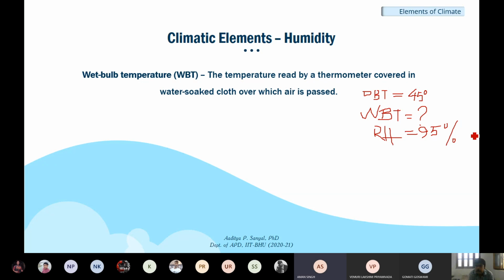Sir, please explain again. The bulb of your thermometer is dry now and you recorded a temperature of 45 degrees Celsius. Now you keep the bulb wet and let air pass over the wet wick of your thermometer. If there is more moisture in your atmosphere, will the evaporation be faster or slower? Slower. So if the evaporation is slower, what will happen to the reading of your wet bulb thermometer?